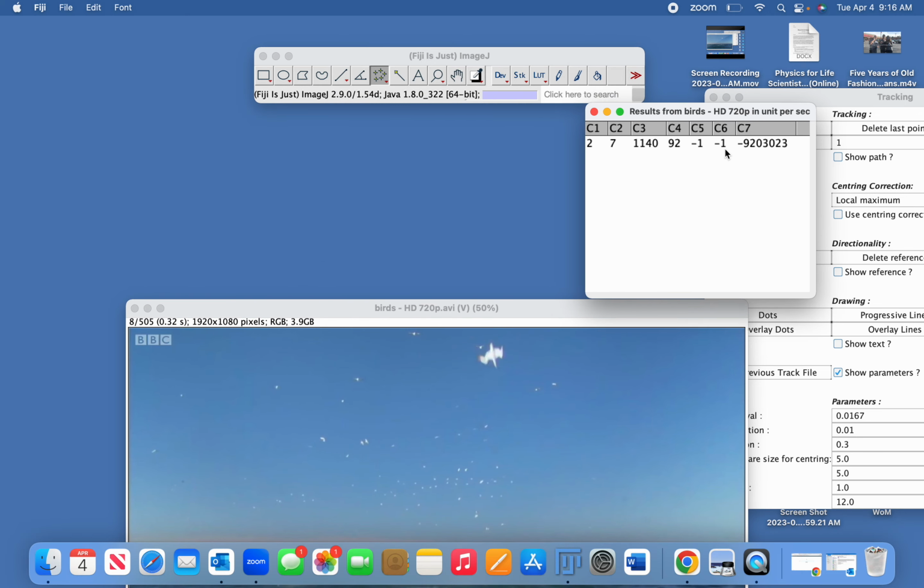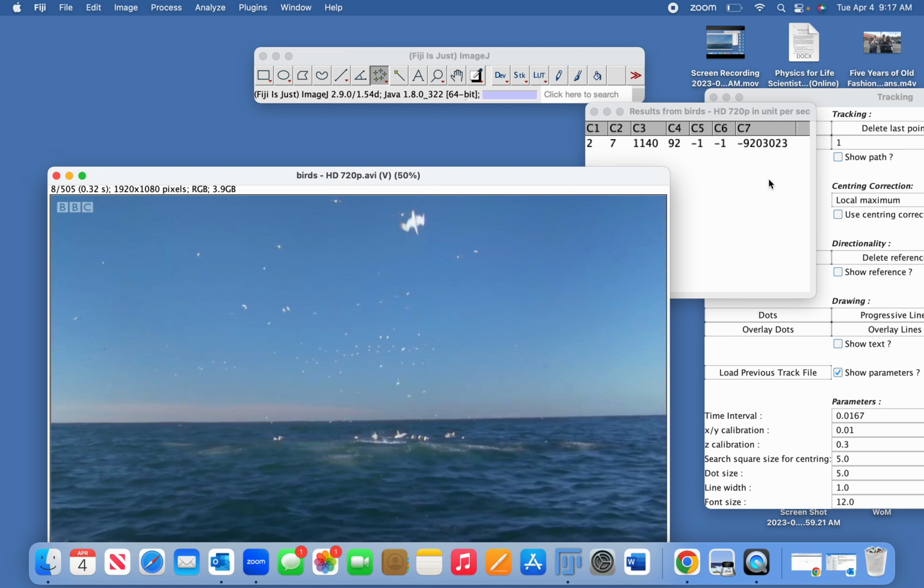This C6 is, by the way, the velocity. It's not naming it velocity right now, but it is, okay? Notice that it says -1. That's because we only have 1 point so far. You need a change in distance to get a velocity. Since there's no change in distance yet, it just gives you garbage, all right? So let's keep tracking it and see what happens.